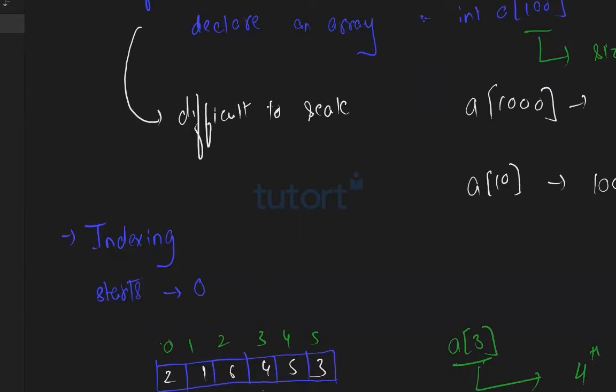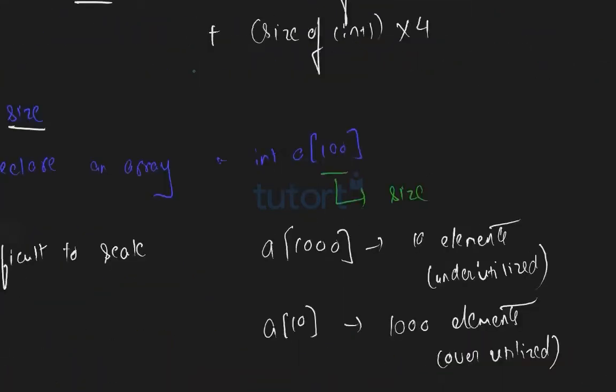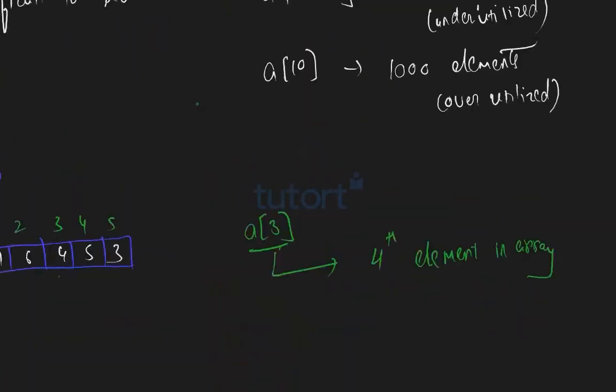Okay. So this is the fourth element within the array. This is how the indexing works. Now, the next important part is traversing.